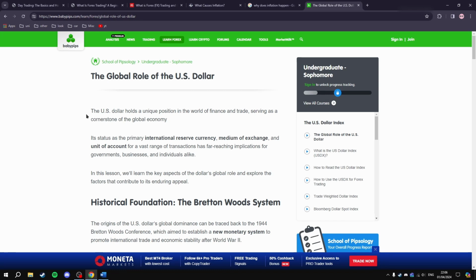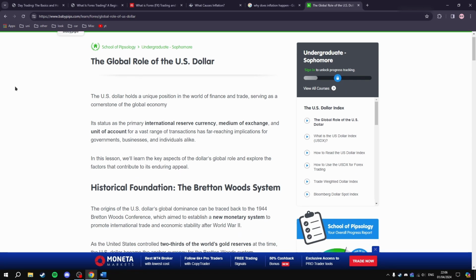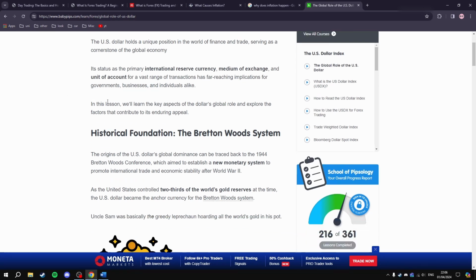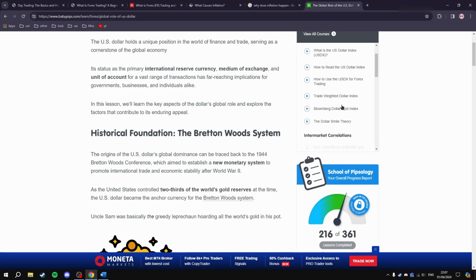The US dollar holds a unique position in the world of finance and trade, serving as a cornerstone of the global economy. Its status as the primary international reserve currency, medium of exchange, and unit of currency for a vast range of transactions has far-reaching implications for governments, businesses, and individuals alike. In this lesson, we'll learn the key aspects of the dollar's global role and explore the factors that contribute to its enduring appeal.